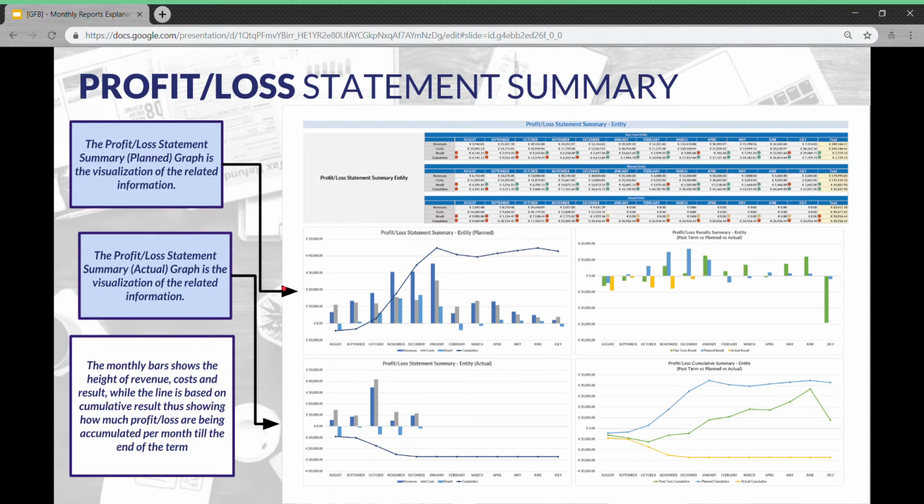All right, the one at the middle is the profit loss statement graph. A planned graph is a visualization of how you are planning for the whole term. As you can see, revenue, cost, and result are bar graphs wherein we can show how much revenue and how much cost is going to happen per month, and the result would be the one in light blue. Meanwhile, the line graph is the cumulative, so you can see how the growth is. Now, the profit loss statement actual graph is also below here, with related information, a similar idea to the graph on top.